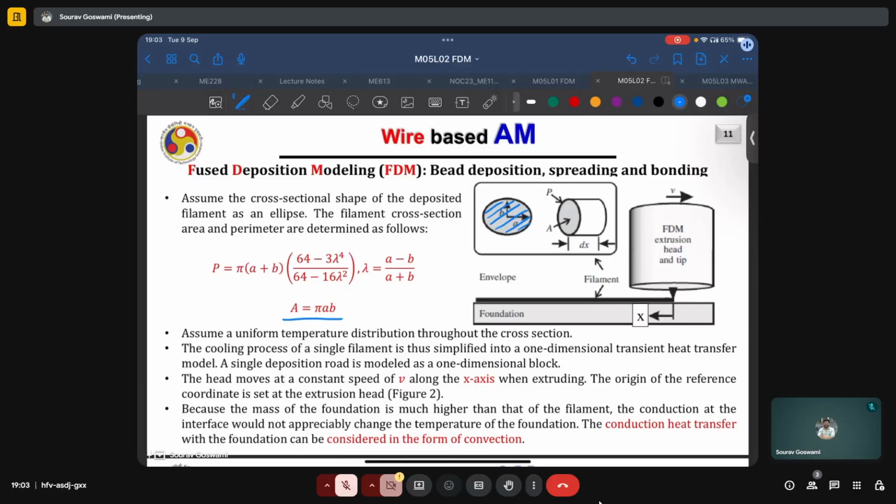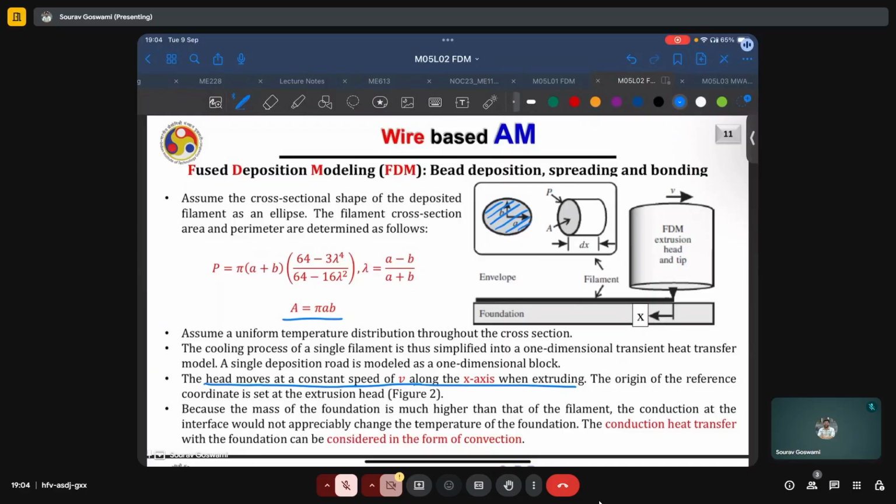A single deposition rod is modeled as a one-dimensional block. Sorry, the head moves at a constant speed of v along the x-axis when extruding. The origin of the reference coordinate is set at the extrusion head, and this becomes a problem of a moving reference frame, which is something you might have encountered in our analysis of welding, where say the Rosenthal solution uses a similar technique where the reference frame is actually fixed to the moving energy source.